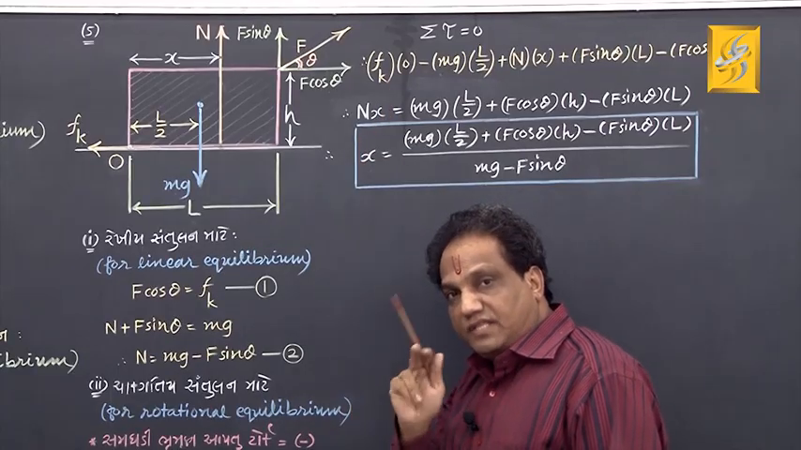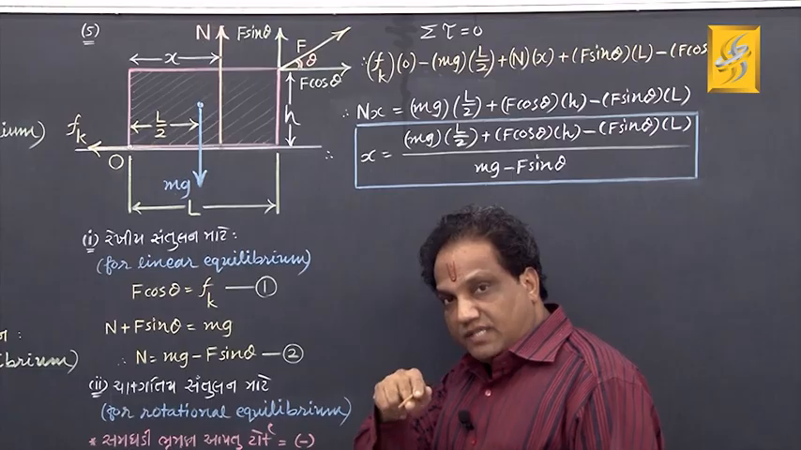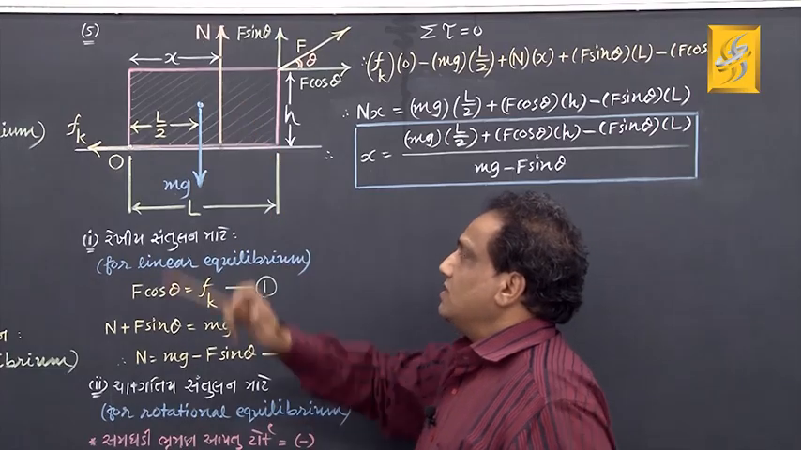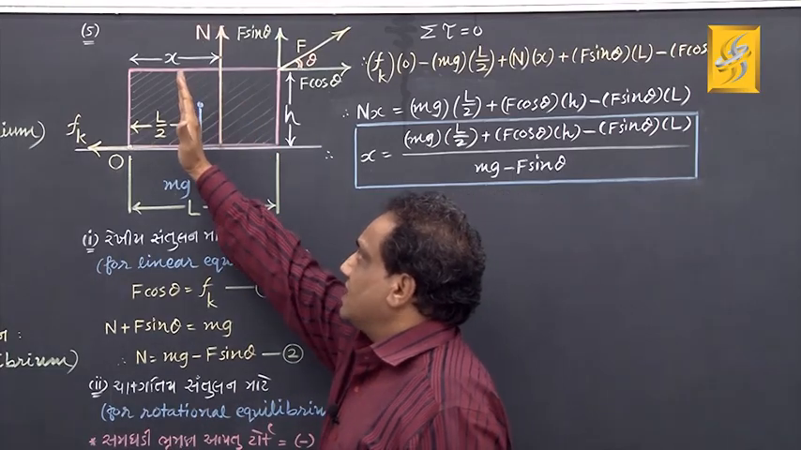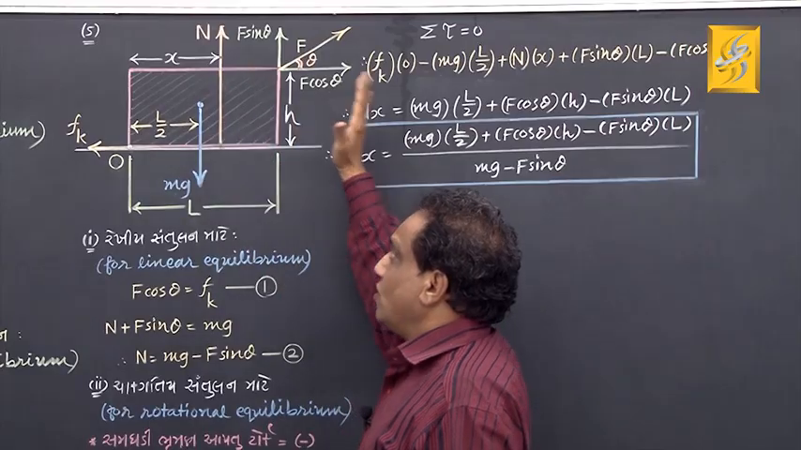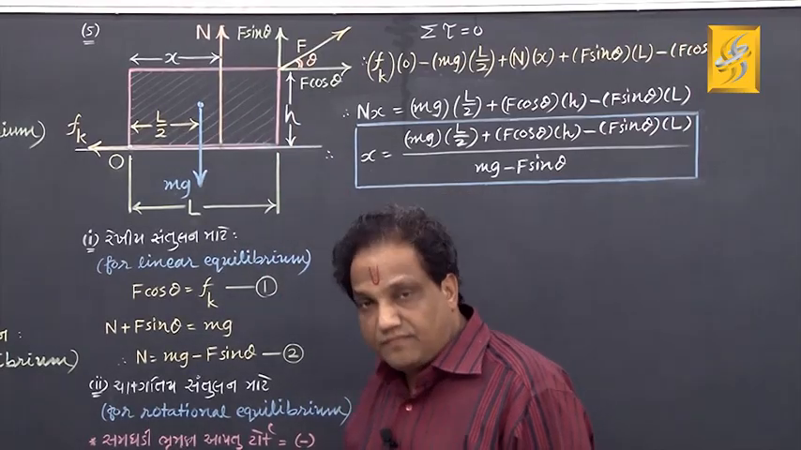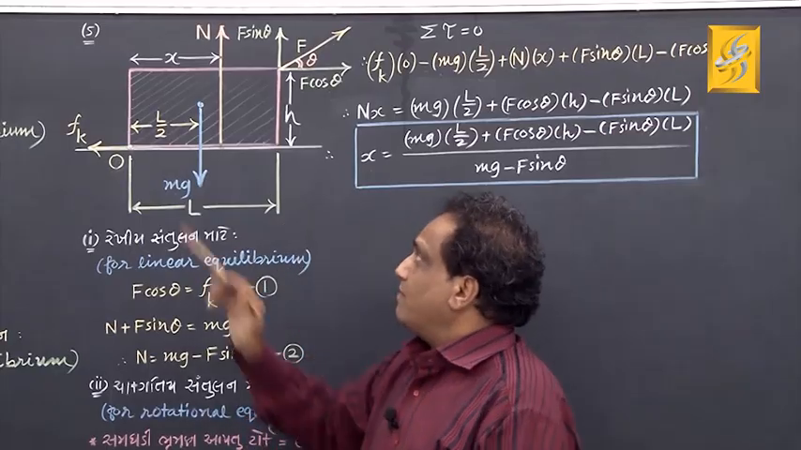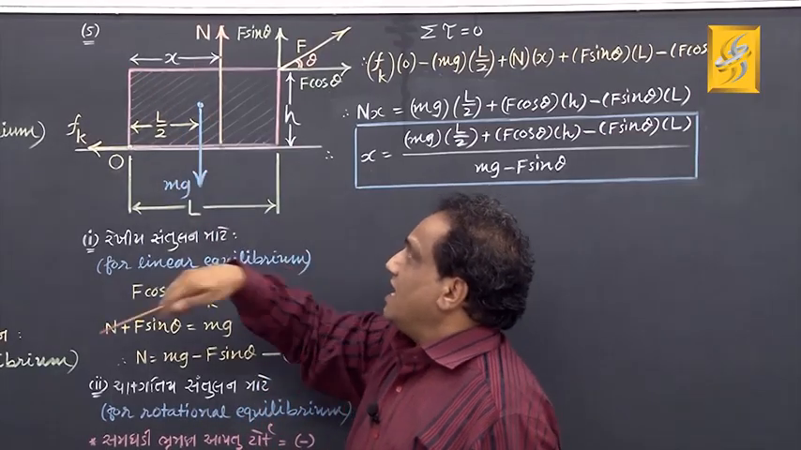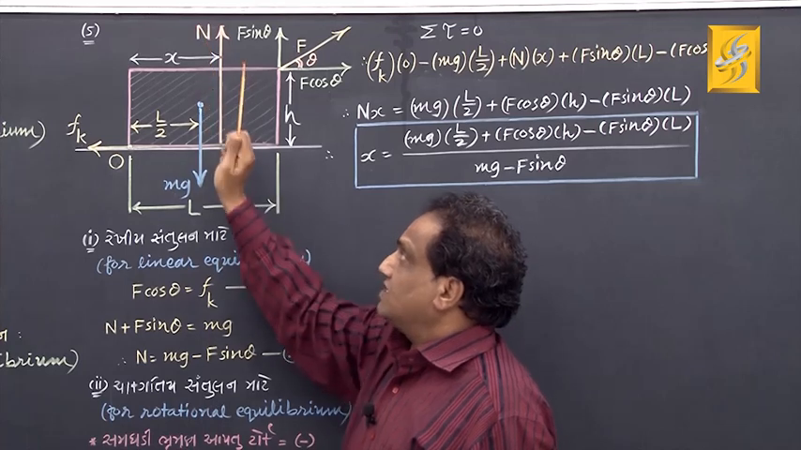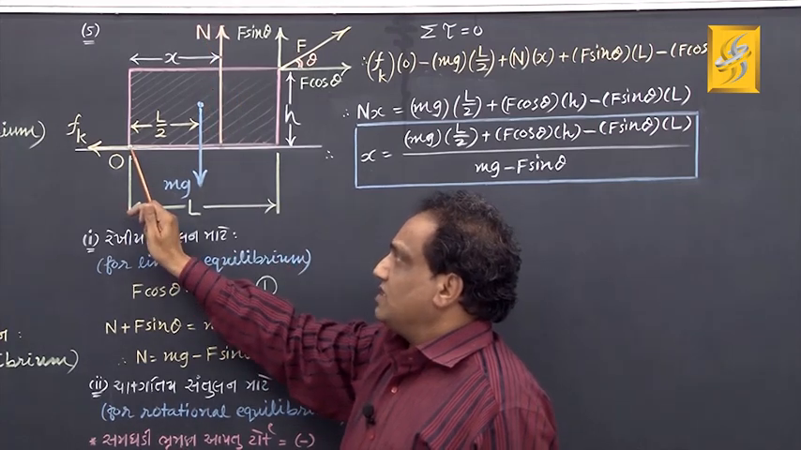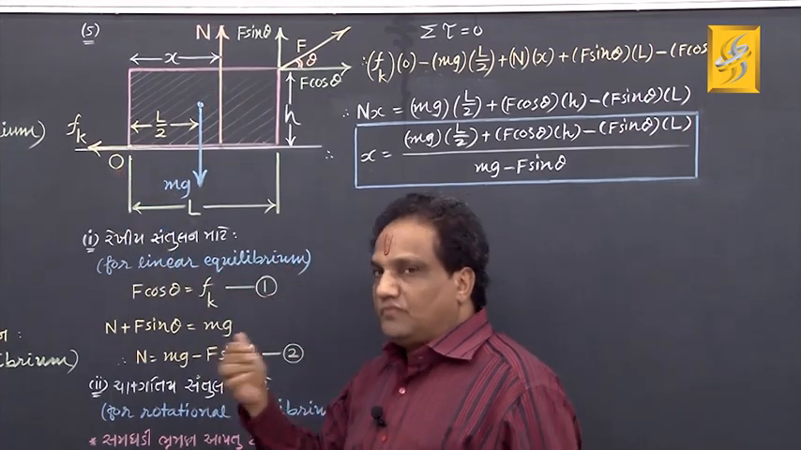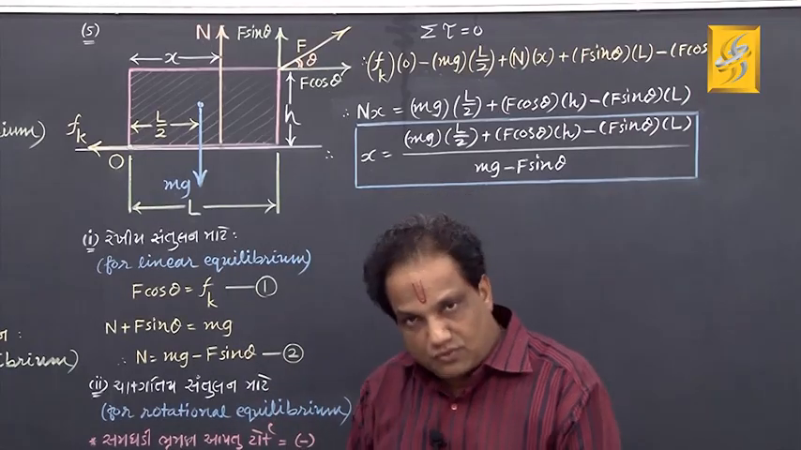And by exerting that force, they have said in the statement that this block starts sliding towards the right hand side with a constant velocity. If this is the situation, then what is the perpendicular distance of the line of action of the normal force exerted on the block from this reference point O? That is what we have to find out.